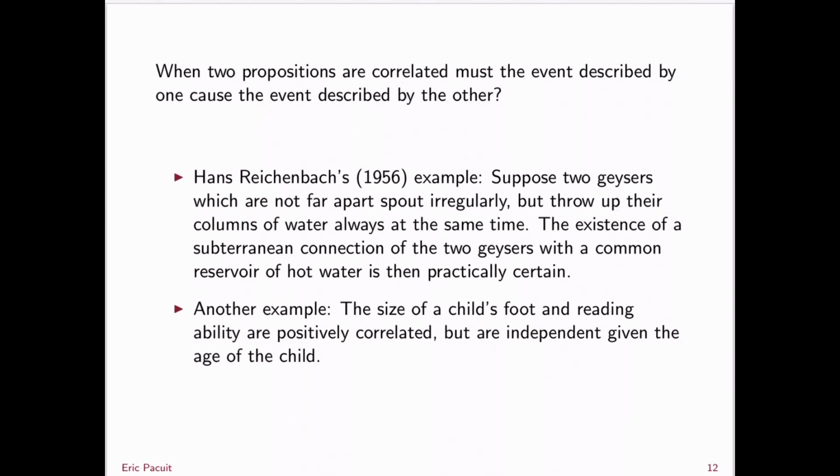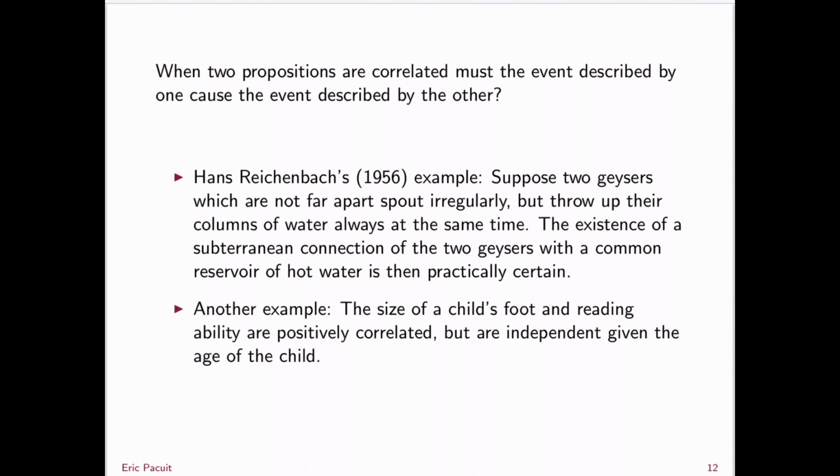Well, there's a classic example from the philosopher of science Hans Reichenbach. Suppose that there are two geysers which are not far apart and they spout irregularly. So we have these two geysers spouting water at random times. But you notice that they throw up their columns of water always at the same time. So the probability that one geyser is spouting water probabilistically depends on the other geyser spouting water.